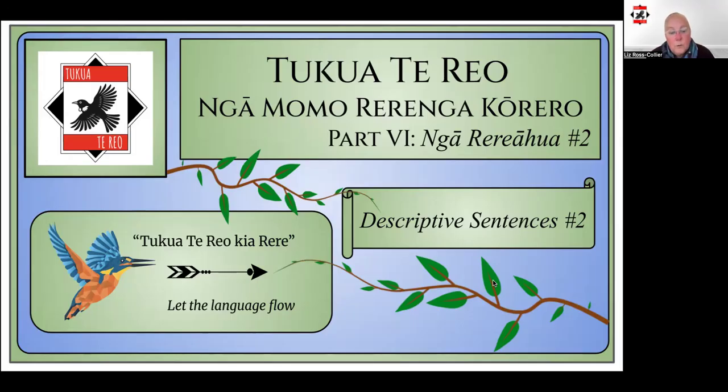Kia ora koutou. Part 6 in the video series about different types of sentences is about asking and answering questions to say how someone or something is. By the end of the video, you'll be able to ask others how they are and give your own answer to describe how you are feeling too. We'll also talk about how to ask and answer pātai about how other things are.